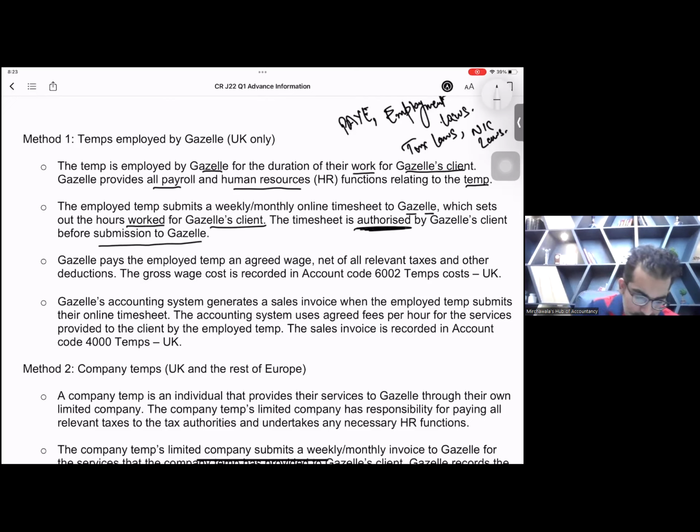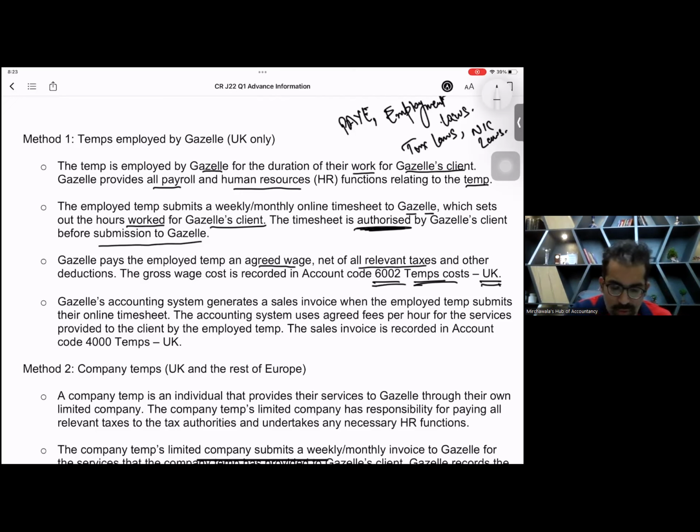See, Gazelle pays the employed temp an agreed wage, net of all relevant taxes. The taxes are the responsibility of Gazelle, right? So this is the risk. The gross wage cost is recorded in account 6002 temp cost UK. Now, there is one thing written: only the timesheet, which sets out the hours worked, is authorized by Gazelle's client.